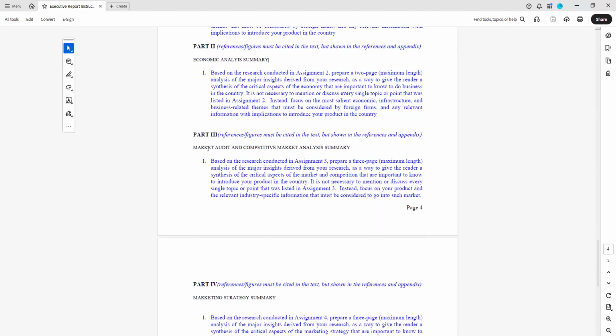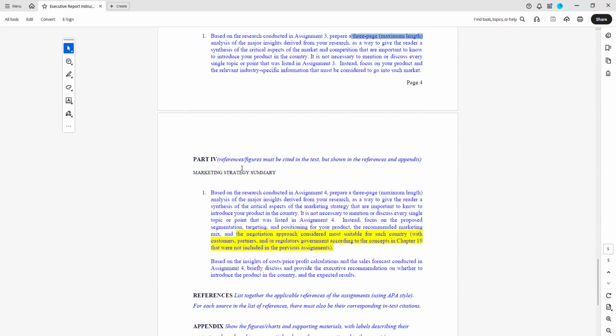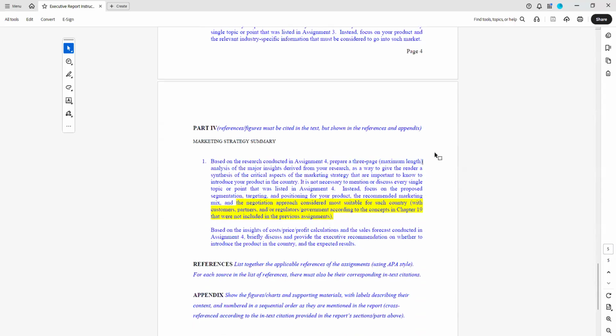Part 3, market audit and competitive market analysis summary. This is 3 pages maximum. And part 4, which is the marketing strategy summary, this is 3 pages maximum. This part 4, by the way, in addition to the segmentation and the targeting and positioning for your product and the marketing mix tactics and tools that you propose to use, right? Product promotion, price, and place or distribution.